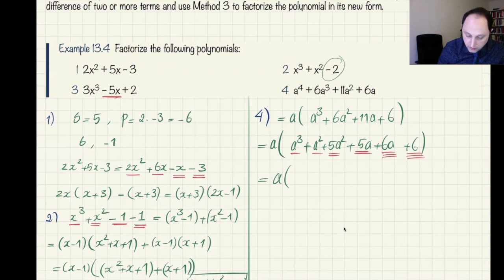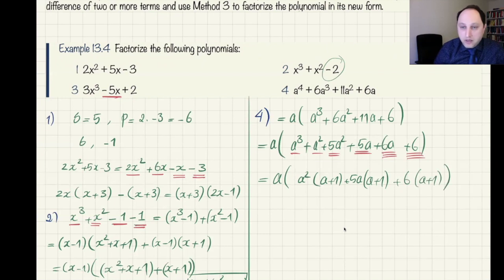Between these two terms, I can factor a squared out, so this becomes a squared times (a plus 1). Between these two, I can factor 5a out, and it becomes 5a times (a plus 1). And between the last two, I can factor 6 out. So that is a good method. This is a good decomposition, and this is a good grouping, because now you can immediately see that a plus 1 appears as a common term. So now I can factor it out.